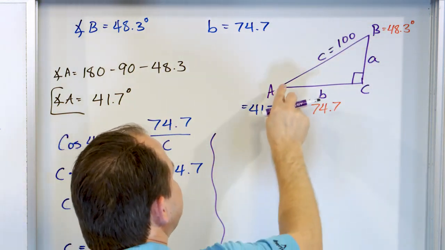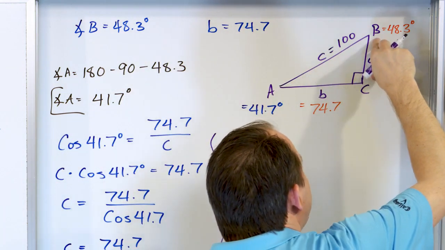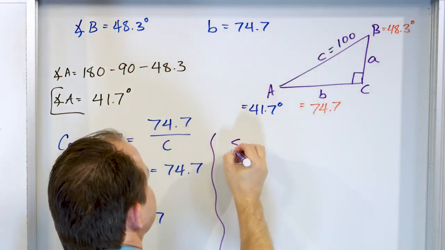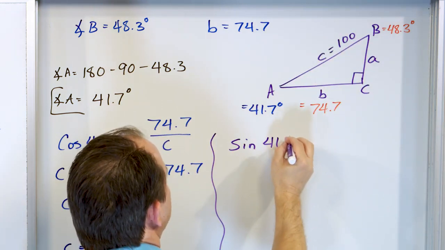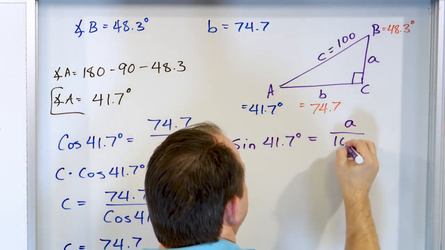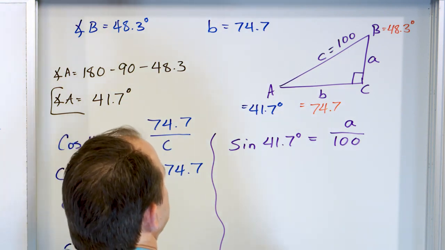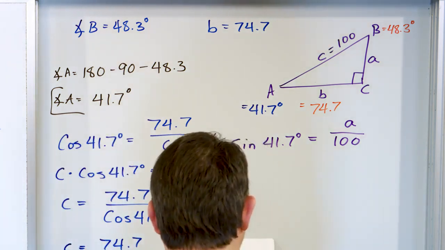And now I can use the same angle and use the sine, because the sine of this angle is going to be the opposite side divided by the hypotenuse. So the sine of 41.7 degrees is the opposite side, A, over the hypotenuse, which we just calculated to be 100. All right, so what is the sine of 41.7?